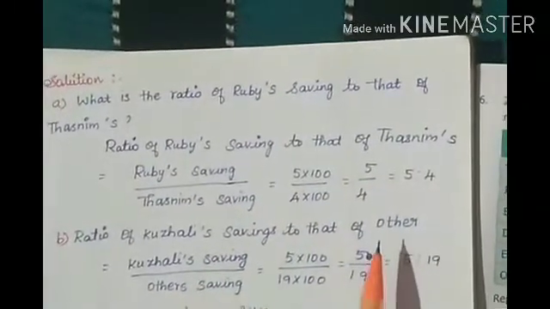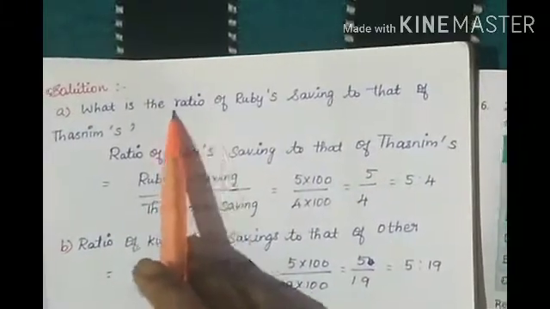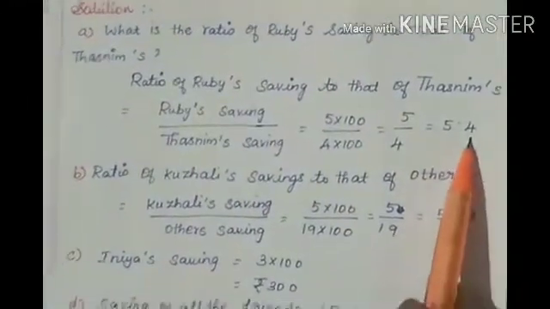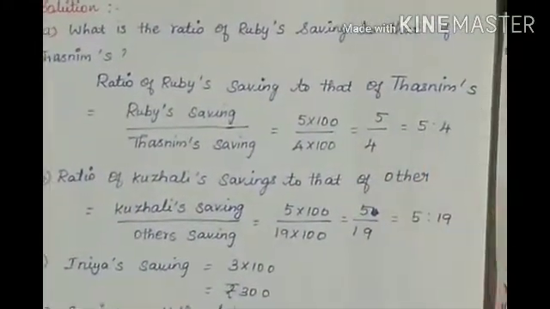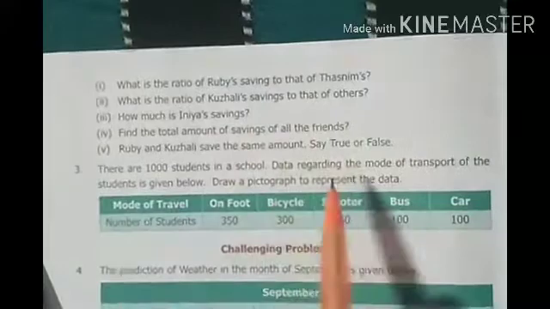In the question, they have asked us to find it with the help of the ratio. So generally you should not leave it as 5 by 4. This is the right answer, but you have to see the question carefully. They have given the ratio, so you have to represent it as a ratio only, that is 5:4. Then see the B question. What is the ratio of Kurali's saving to that of others? So they are comparing Kurali with others, right? So Kurali and others too.